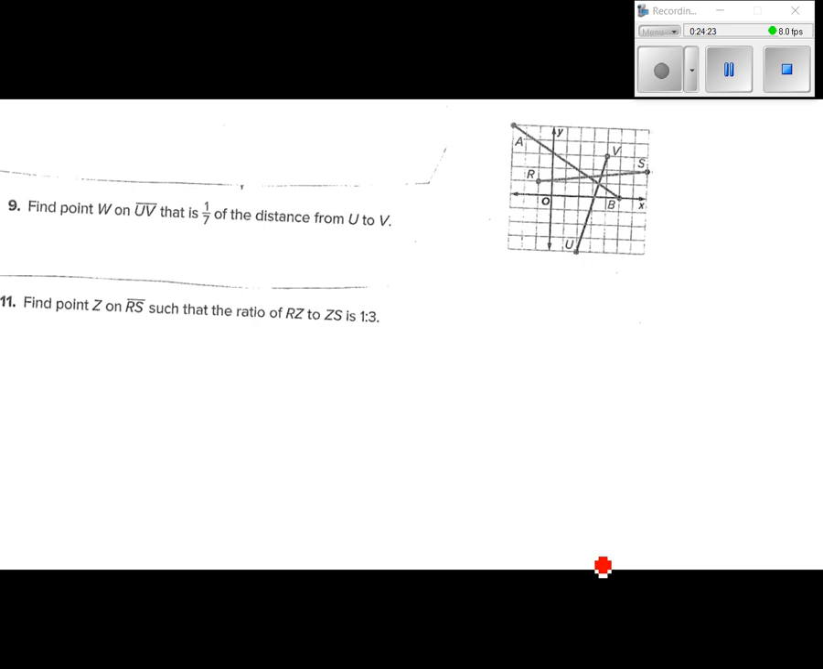Number 11 says find the point Z on RS such that the ratio of RZ to ZS is 1:3. So what point are we starting at? R. So somebody help me out. What's the coordinates for point R? -1, 1. Write that down on your paper. And what's the point that we're ending at? S. And what's the coordinates for point S? 7. Everybody agree with 7-2?